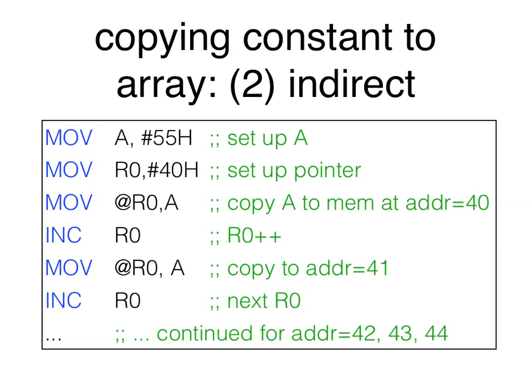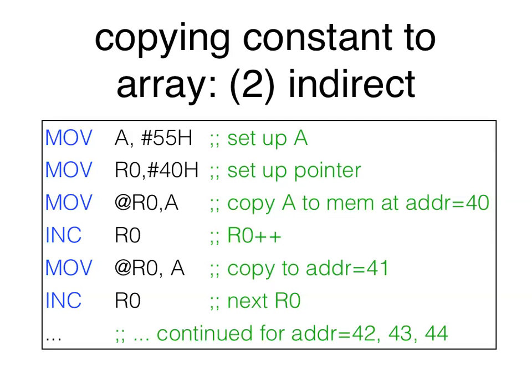When you have to do array access or pointer, then you can set up R0 to be your pointer. In other words, the starting address, which is 40. And then instead of moving to a constant location, you move indirect, right? You do the at R0. So that moves the content of A into the location pointed by R0, right? So it starts from 40 hex, and then you increment R0, and then you move again. That's now 41, and then increment again.